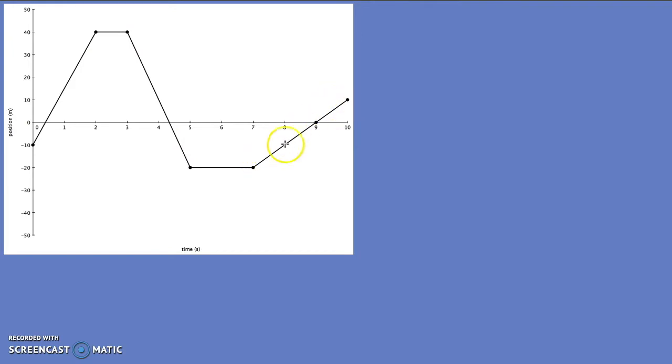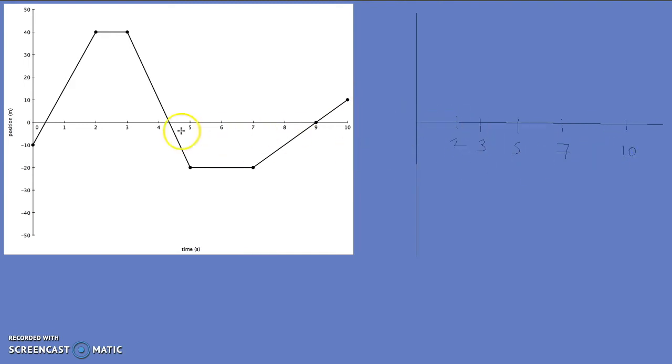Okay, and it looks like this point is a little bit redundant. So our goal here, though, is to make a velocity graph. We're going to basically break this graph up by the segments you see here. So from 0 to 2 seconds, we've got something going on. Then from 2 to 3 seconds, there's something going on. Then from 3 to 5. From 5 to 7. And then from really 7 to 10.